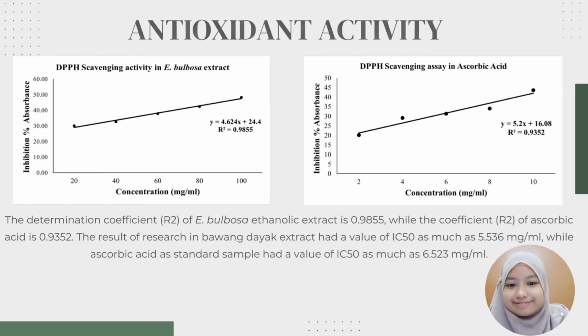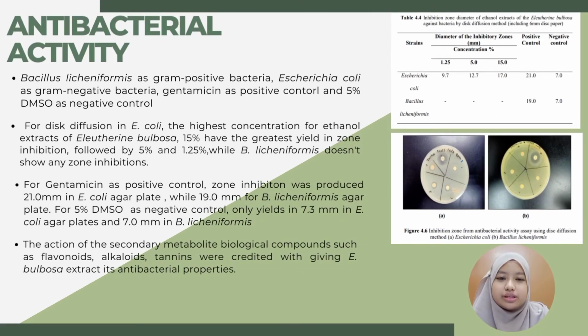Antibacterial activity: E. coli acts as a gram-negative bacteria, B. leconiformis acts as a gram-positive bacteria, gentamicin is the positive control, and 5% DMSO is the negative control. Based on the table result of inhibition zone for E. coli, the concentration of 50% has the highest zone of inhibition, producing an intermediate susceptible form, followed by 5% and 1.25%.